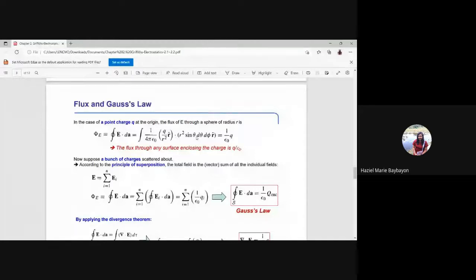Okay, so if we get the integral of sine theta d theta, you will get cosine theta evaluated from 0 to pi, so we'll get 2. So we get 4 pi. From here, the integral gives us 4 pi.